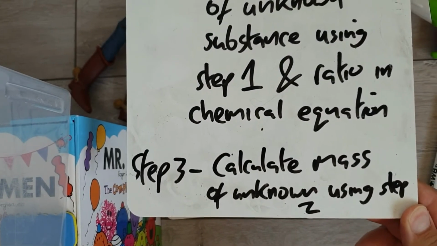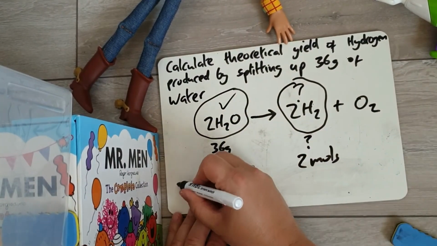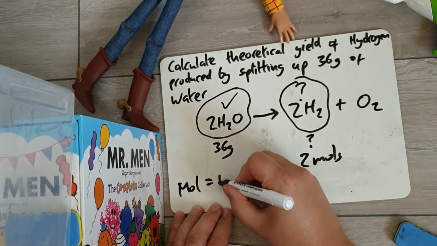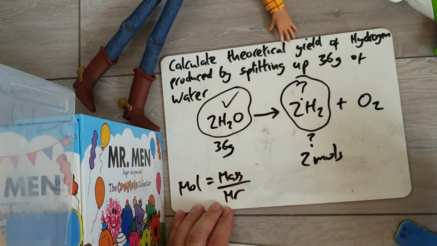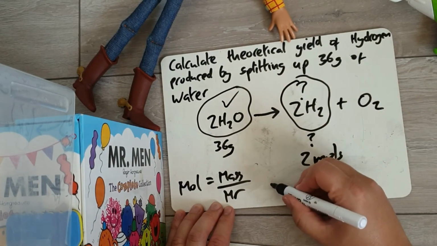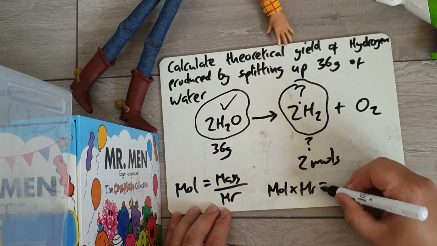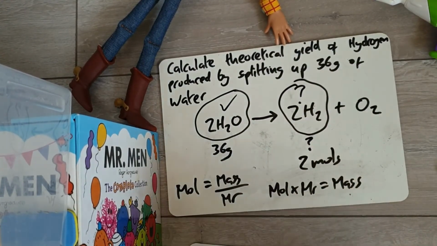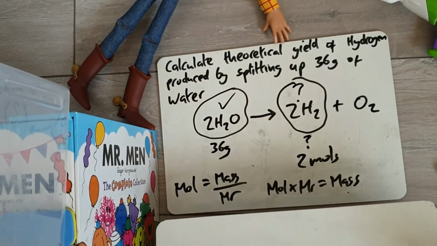And then we can go on to step 3, calculate the mass of the unknown using step 2. So we know we've got 2 moles of that. How do we work out mass? Well, we used this equation earlier. Moles equals mass divided by Mr. You can rearrange that one and you get moles times Mr equals mass. And I'm running out of space, so I'll just use a separate board for a second. So moles times Mr equals mass.